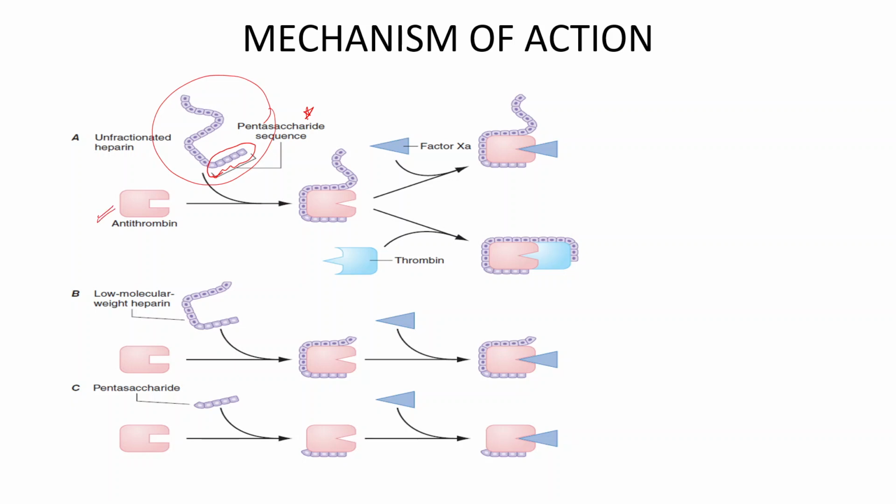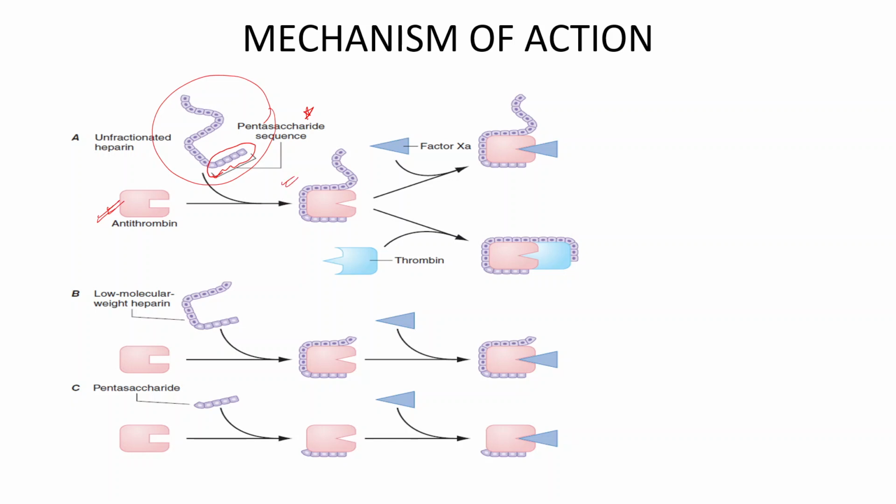This is the antithrombin molecule, and the function of antithrombin is inhibiting thrombin and factor 10. Along with heparin, when it binds to heparin, it will inhibit factor 10, and once the thrombin is brought closer to this antithrombin, then it can also inhibit the thrombin. Once unfractionated heparin binds to the antithrombin, they will form something like this.